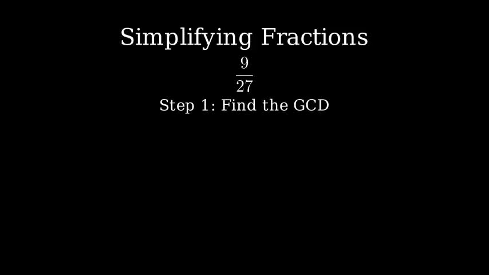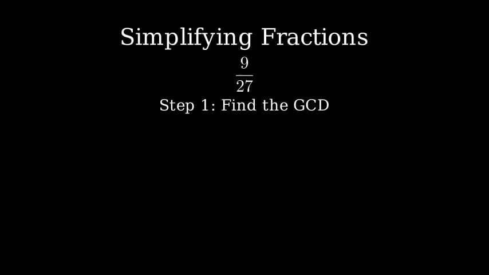Today, we'll be simplifying the fraction 9 over 27. We'll show you step by step how to do this. Step 1 is to find the greatest common divisor, or GCD, of both the numerator and the denominator of 9 over 27. The GCD is the largest number that can divide both numbers evenly.